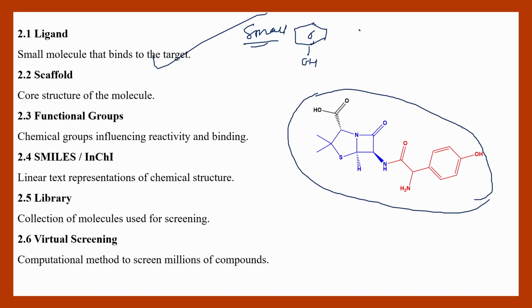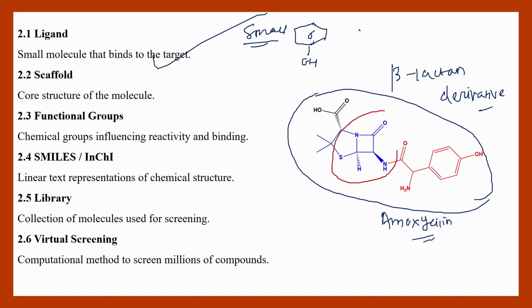Scaffold is the core structural group present in the molecule. Here you can see the structure I gave previously as an example. This compound is amoxicillin. Amoxicillin is a beta lactam derivative. Here the main scaffold is this one. Let me show you in red. This moiety is the beta lactam ring.